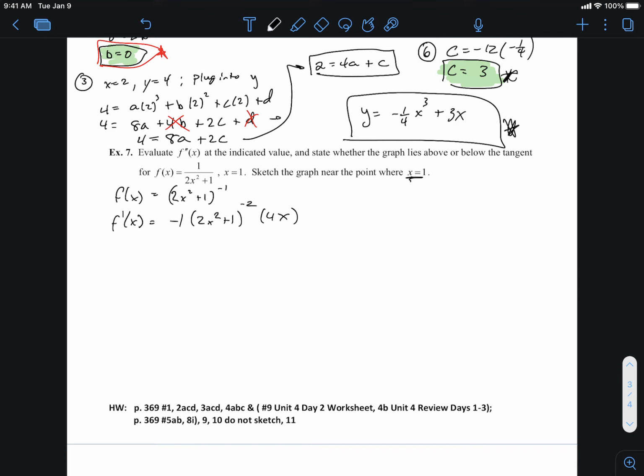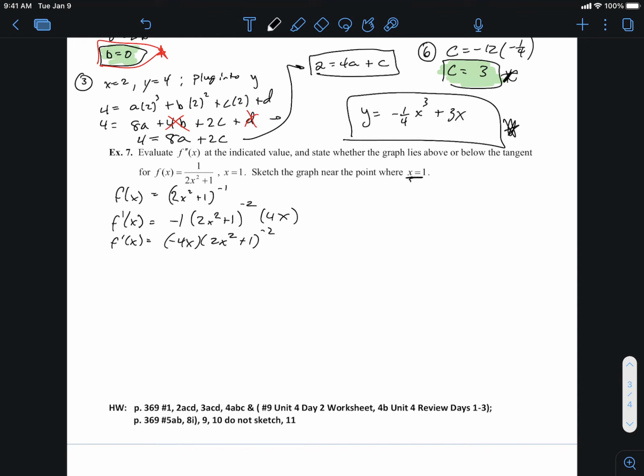Okay, then we can do a little bit of cleanup. We're just going to say, okay, well, f prime of x is going to equal negative 4x times (2x squared plus 1) to the negative 2. Now, this is your first taste of, or maybe you've seen some of this in your homework questions.